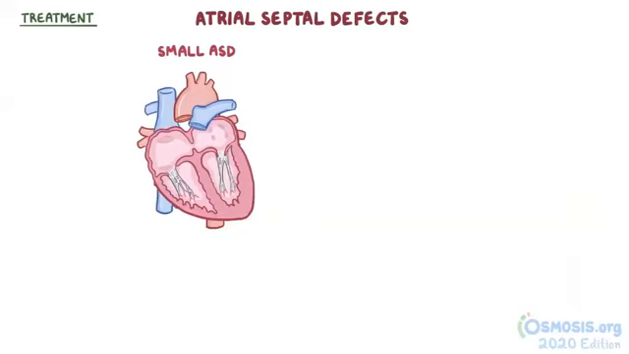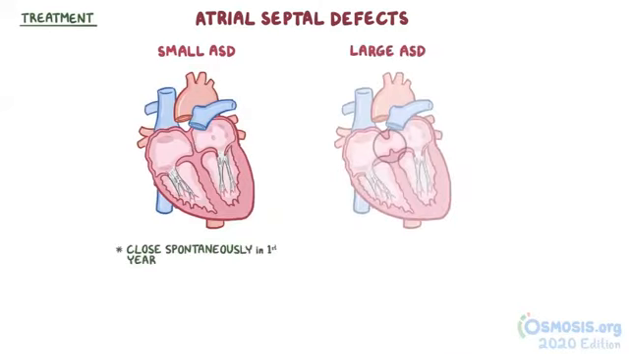Regarding treatment, small atrial septal defects frequently close spontaneously in the first year of life. Defects that are greater than 1 centimeter often require surgical or percutaneous closure.